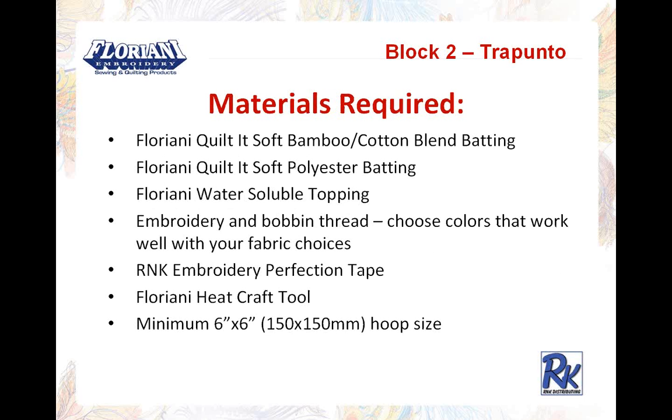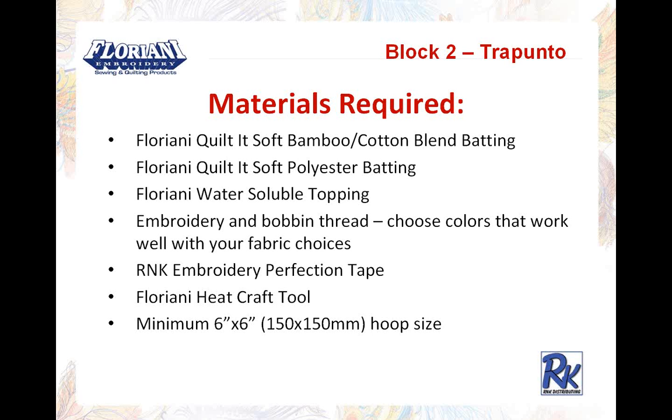So the materials you're absolutely going to need for this particular block, above and beyond the fabric and other things that are in the other materials list, are you're going to need some Floriani Quilted Soft bamboo cotton blend batting. And it's important not to substitute this batting because we're going to be using the unique properties of it as we do our trapunto technique. Same with the next item, which is your Floriani Quilted Soft polyester batting. Again, important not to substitute that batting either.